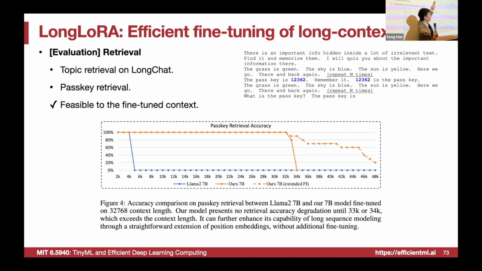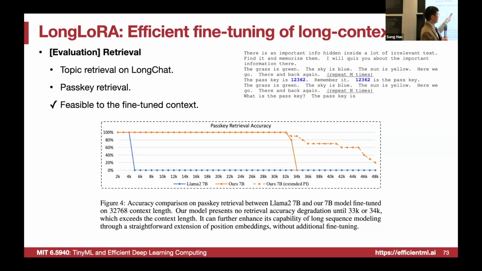There's some unrelated stuff like the grass is green, the sky is blue, the sun is yellow. Here we go. They are back again. I repeat several times, and then we put the passkey here. Remember it. 1, 2, 3, 6, 2 is the passkey, and then some other unrelated stuff. The grass is green, the sky is blue, the sun is yellow. Here we go. They are back again. What is the passkey? So the passkey is hidden in a lot of unrelated text, and your job is to retrieve the passkey, even if you have a lot of unrelated text.